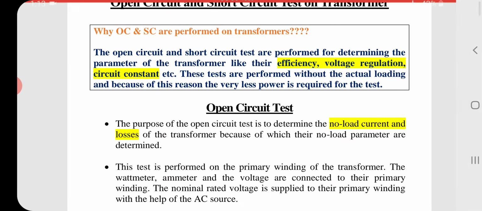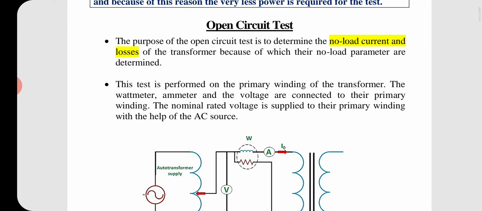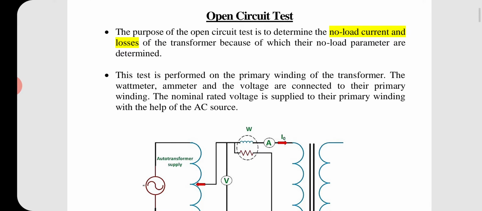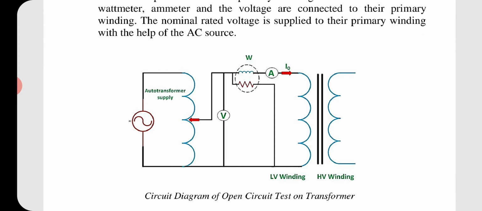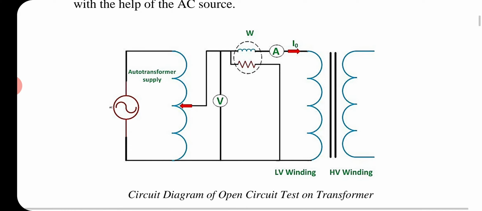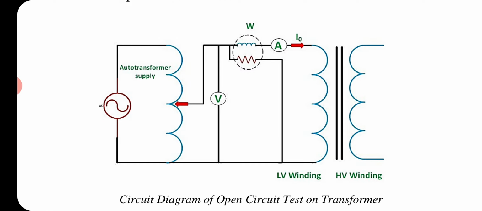Now going to the open circuit test first. The purpose of the open circuit test is to determine no load current and losses. Now we can see the circuit diagram of this open circuit test for a transformer. We can see that we have kept the high voltage winding of the transformer open. We can say that the secondary winding of the transformer is kept open, so we can connect a voltmeter here to measure the induced EMF in the secondary winding.